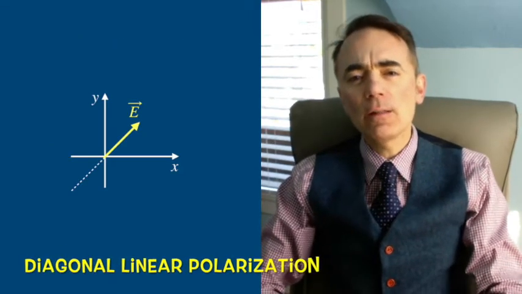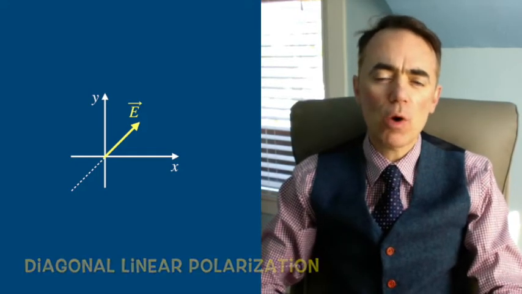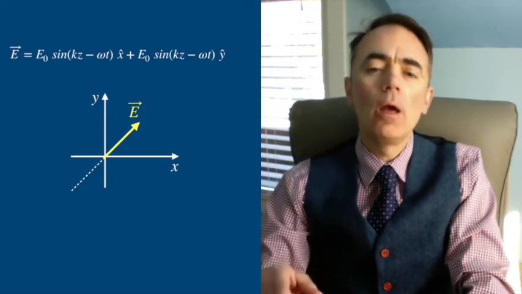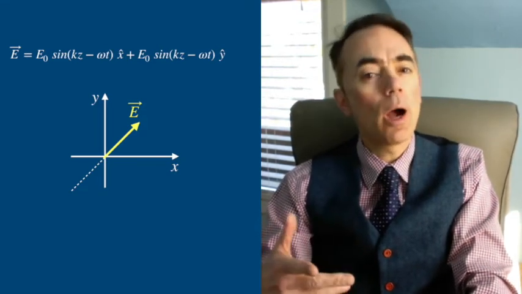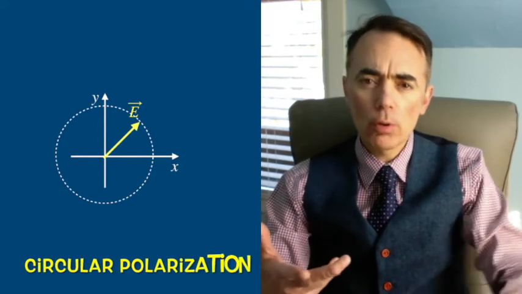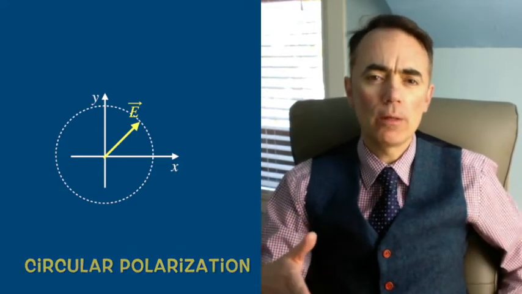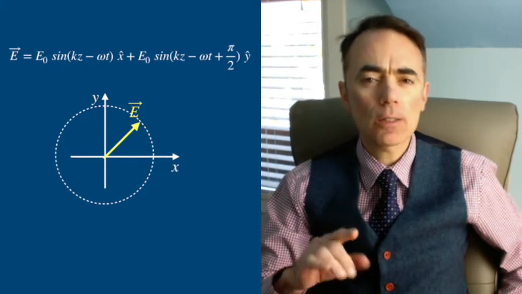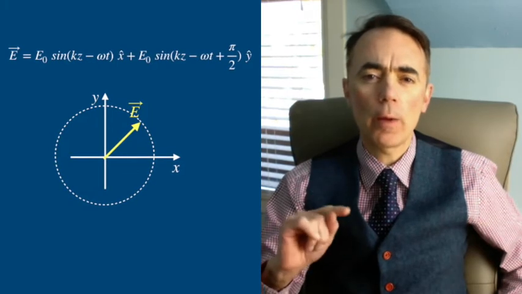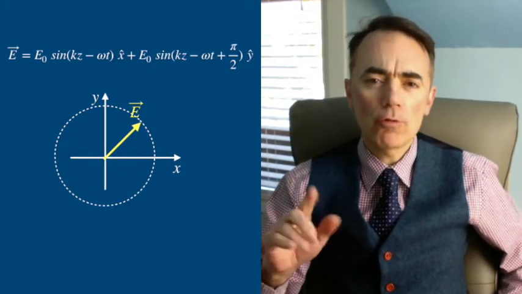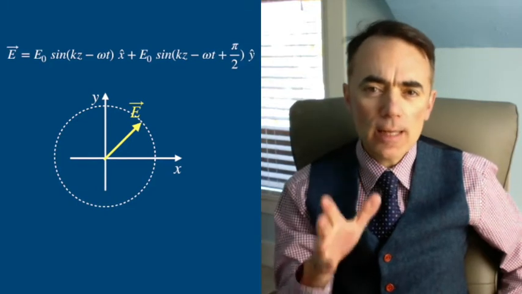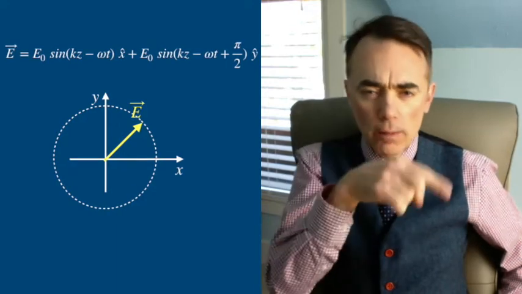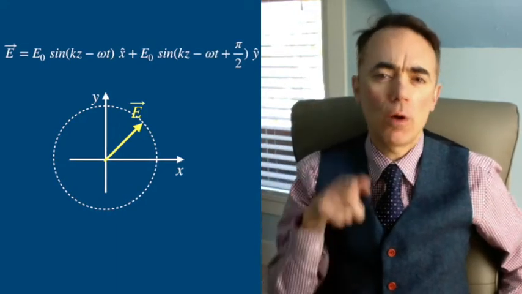For a diagonal linear polarization, the wave is described as E naught sine of kz minus omega t x hat plus E naught sine of kz minus omega t y hat. For a circular polarization, the wave would be written as E naught sine of kz minus omega t x hat plus E naught sine of kz minus omega t plus pi over 2 y hat. This 90 degrees phase shift is making the polarization move in circles on the plane perpendicular to the direction of propagation of the wave.